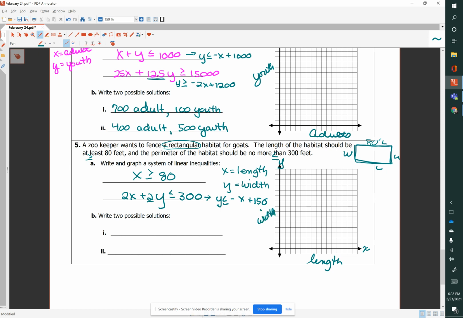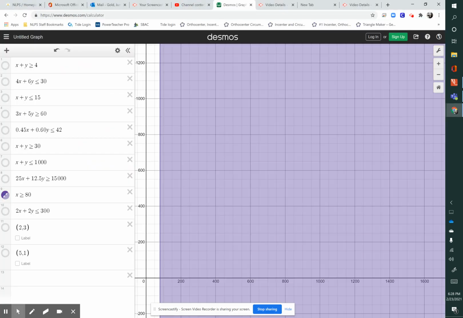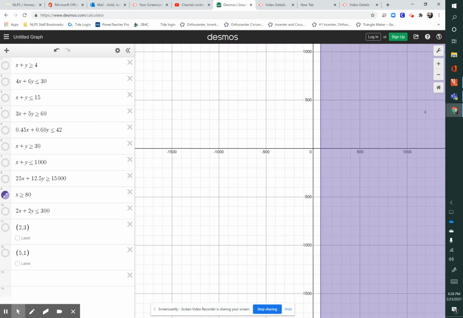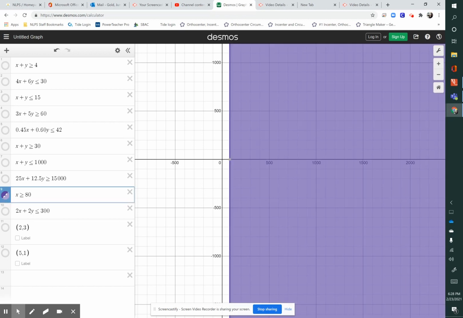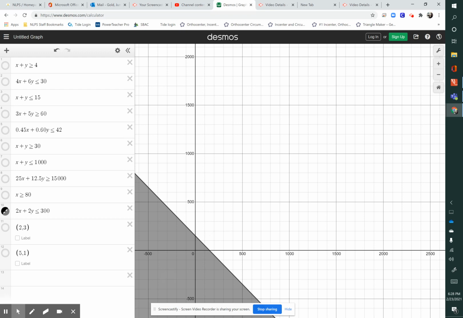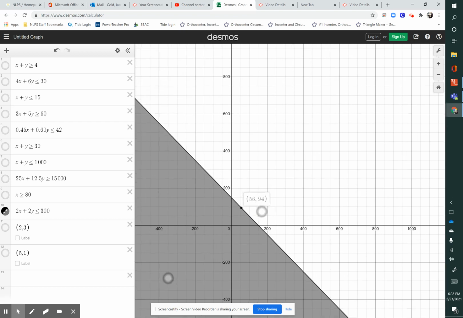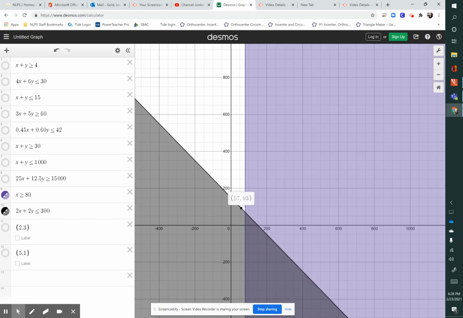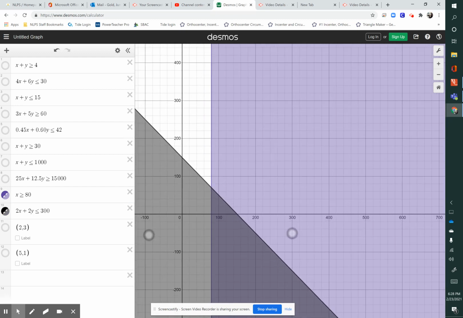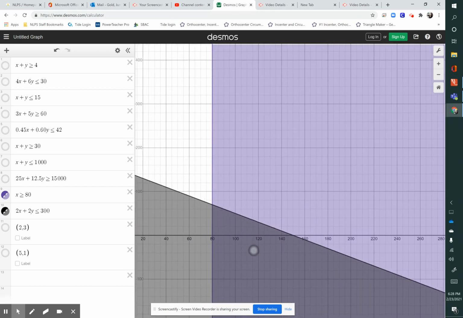So remember, the x-axis is the length and the y-axis is the width. So let's take a look at this graph. Again, big numbers, really hard to hand graph. We'll use Desmos. So here's our length must be at least 80 feet. And here is our length and width together must be less than 300. So what's it going to be when we put them together? Well, here it is. We have this small triangle that fits the parameters of the problem.